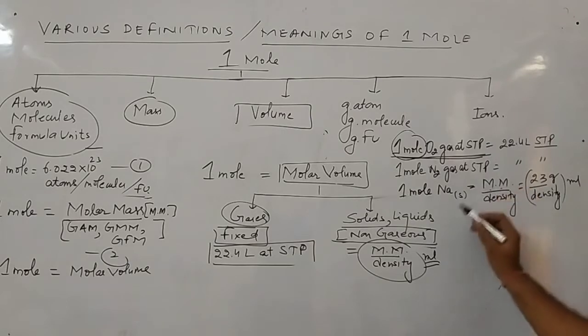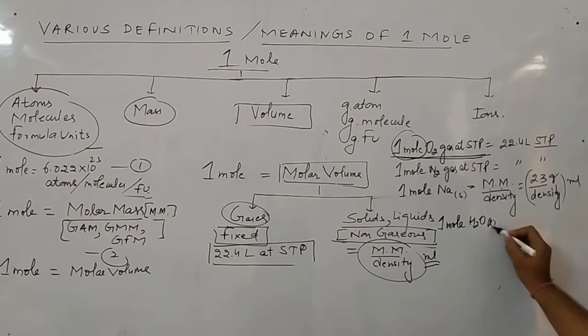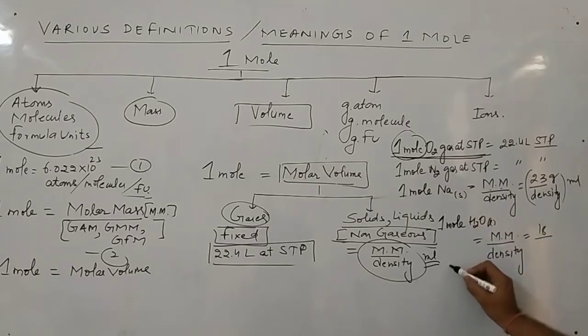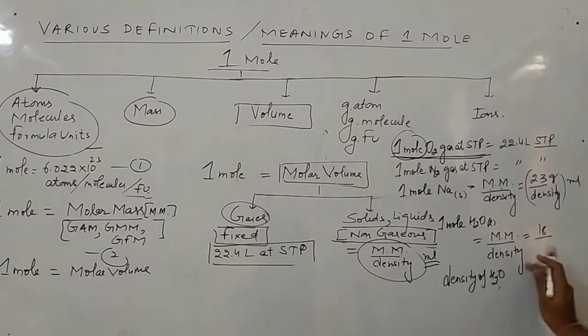Similarly, one more example. 1 mole of water, liquid. Now this is not a gas, so its volume is equal to molar mass upon density. The molar mass of water is 2 plus 16, 18, and all of you know the density of water is 1 gram per ml. So in place of density I write 1, and it comes out to be 18 ml. So this is how you can calculate the molar volume.